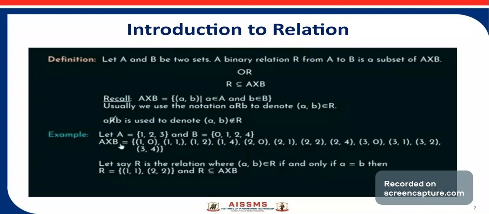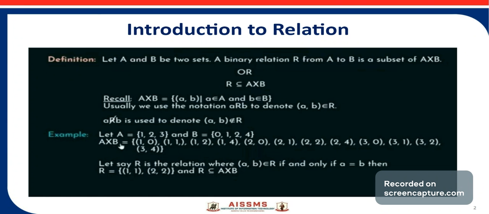Today, we will discuss what is relation. First, we will see the definition of relation. Let A and B be two sets. A binary relation R from A to B is a subset of A cross B. Or we can say R is a subset of A cross B.